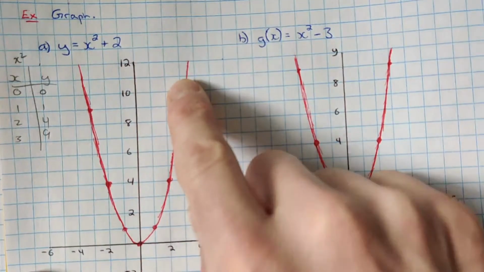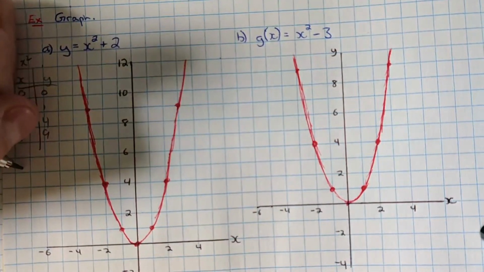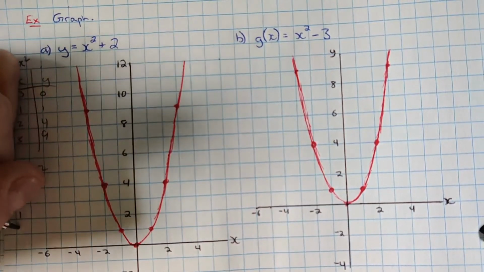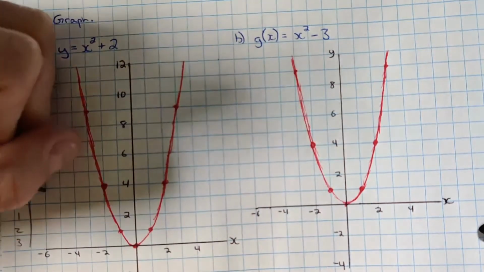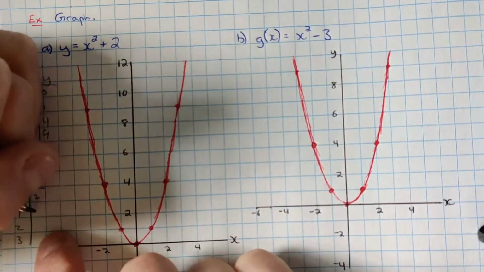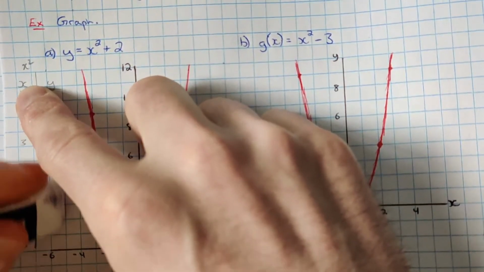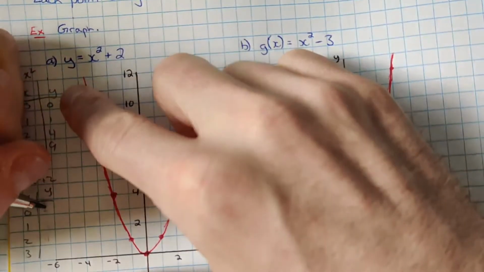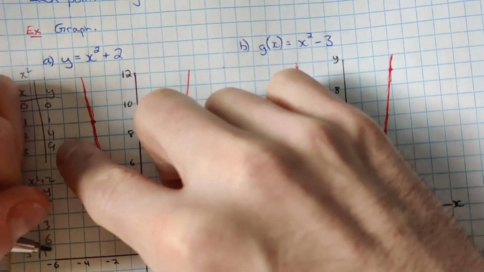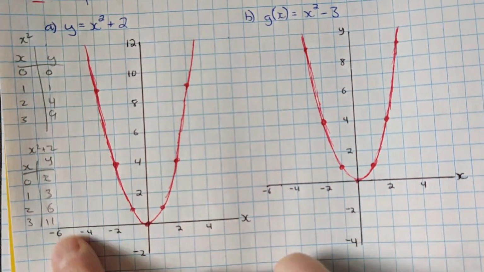There's our standard graph. Now if we take these, and in this case we're just adding 2 to them each time. So x squared plus 2 is going to give us x, 0, 1, 2, 3. And y, we're just going to add 2 to each of these. So 2 to the squared numbers: 2, 3, 6, and 11. So now we've just shifted each of those points up.